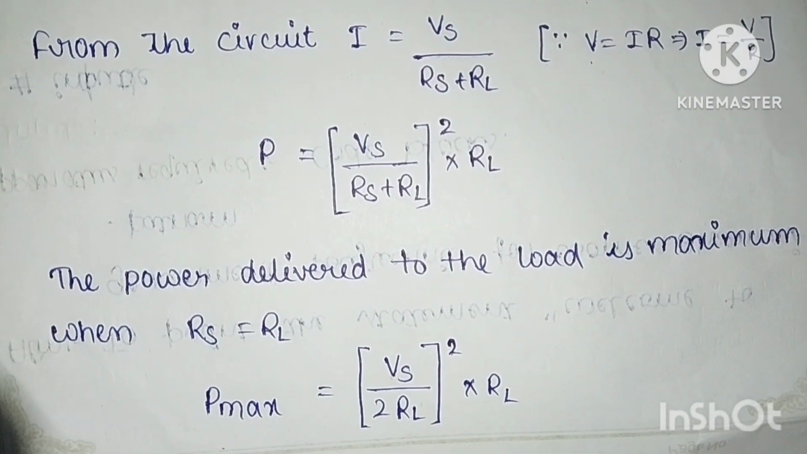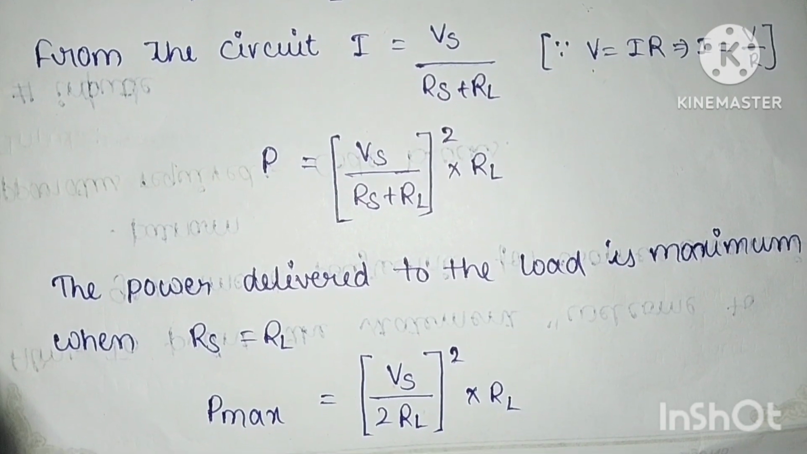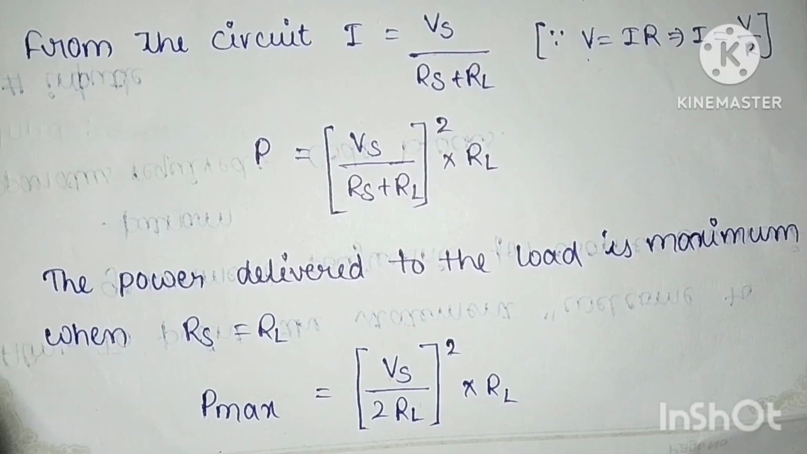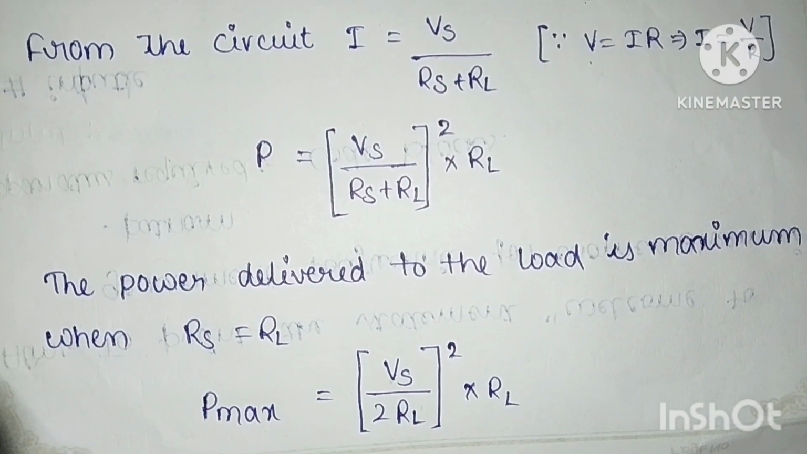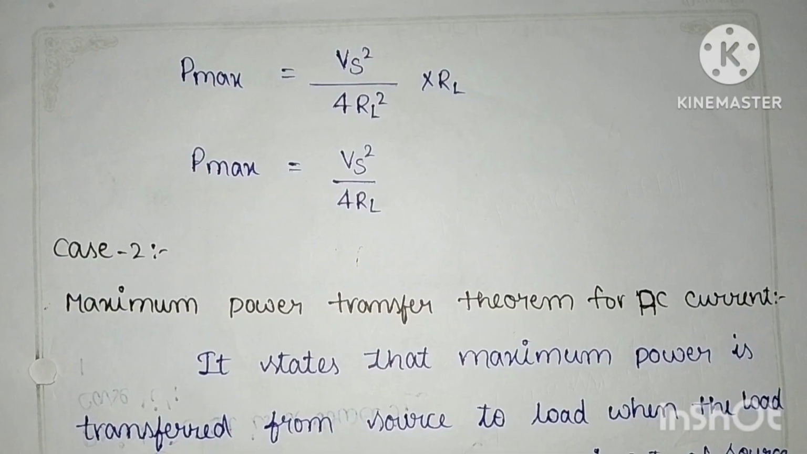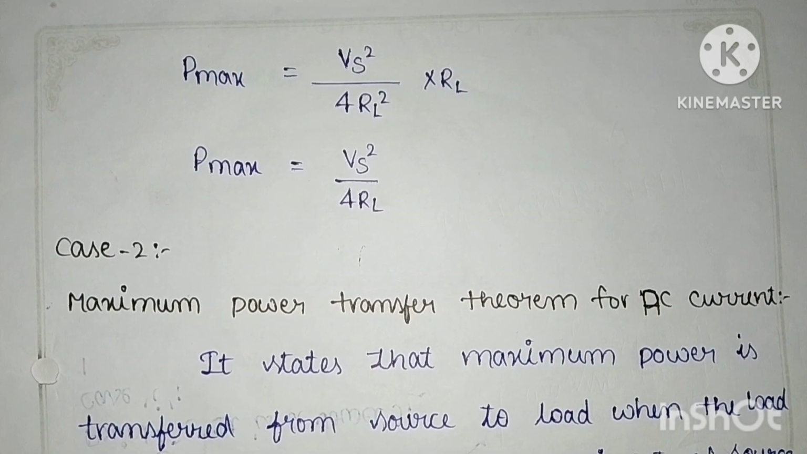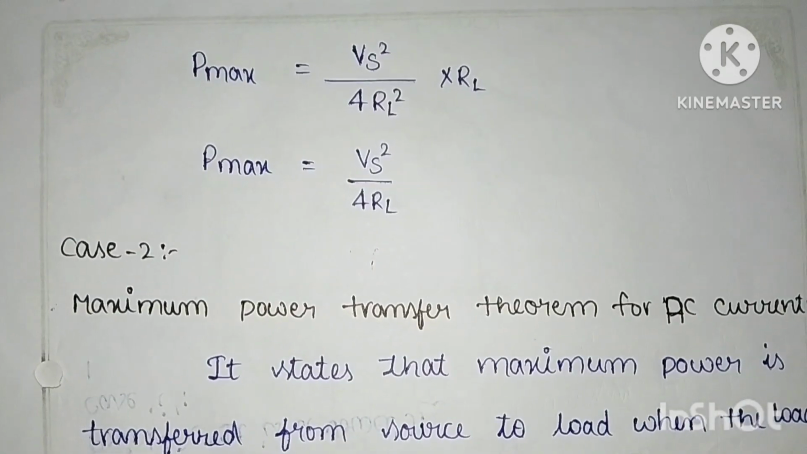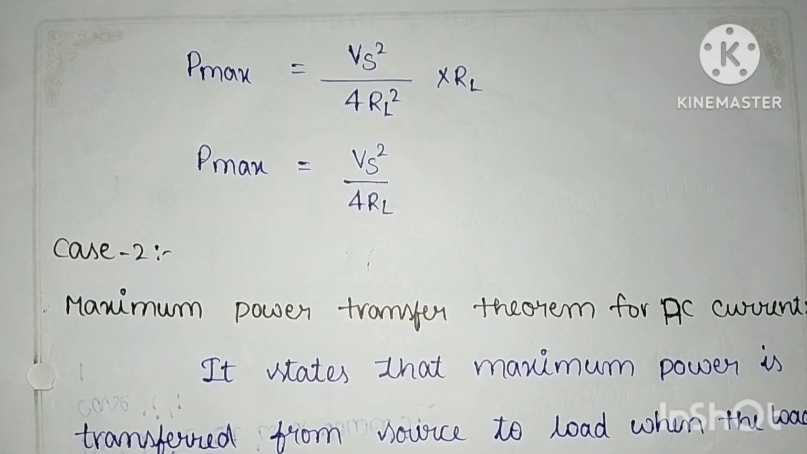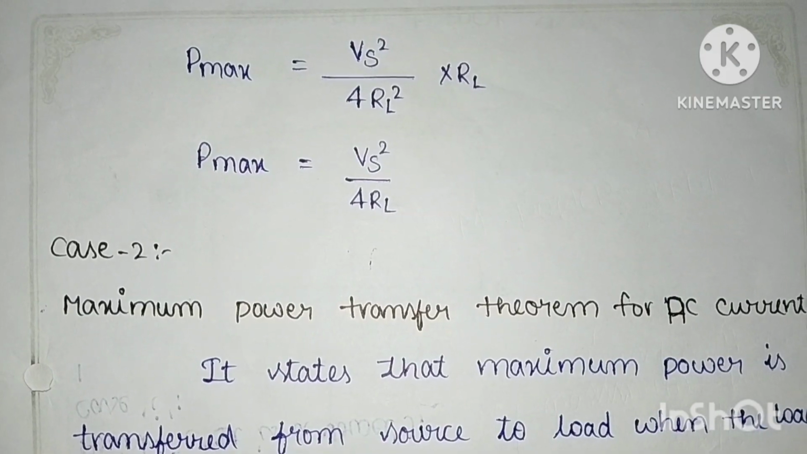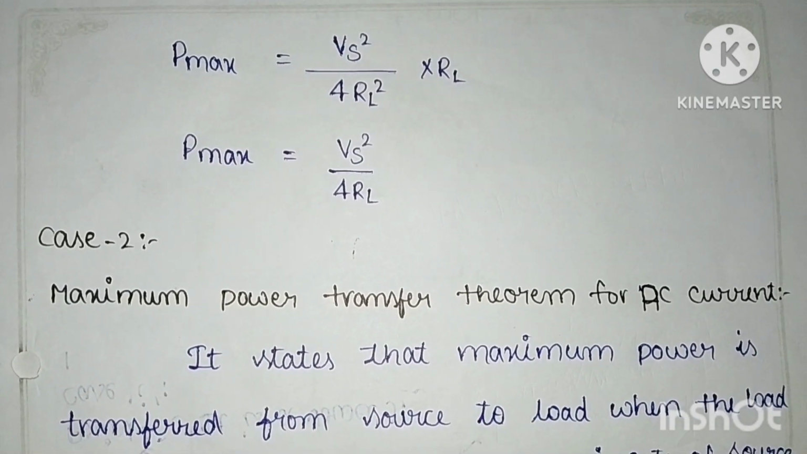The power delivered to the load is maximum when Rs equals RL. P maximum, that is maximum power, equals (Vs by 2RL) whole squared into RL. Maximum power equals Vs squared by 4RL squared into RL, where RL equals Rs. That is, the final maximum power equation is Vs squared by 4RL.